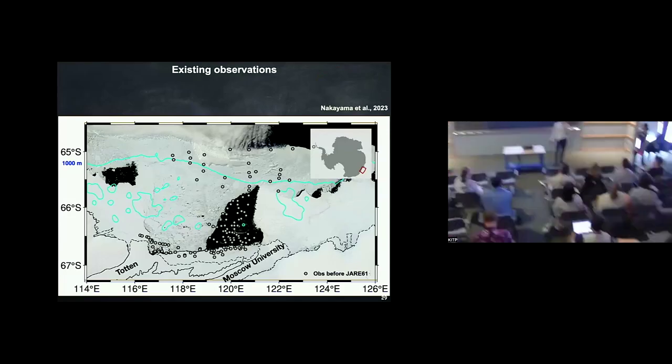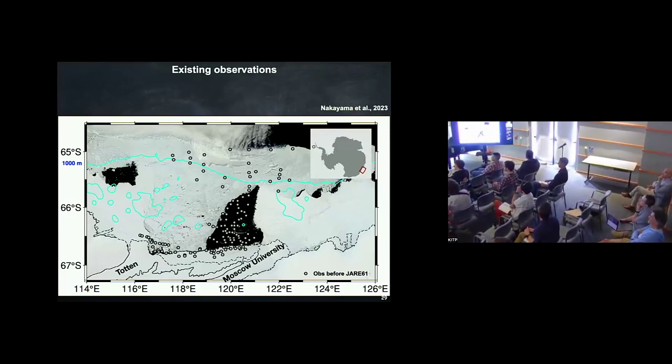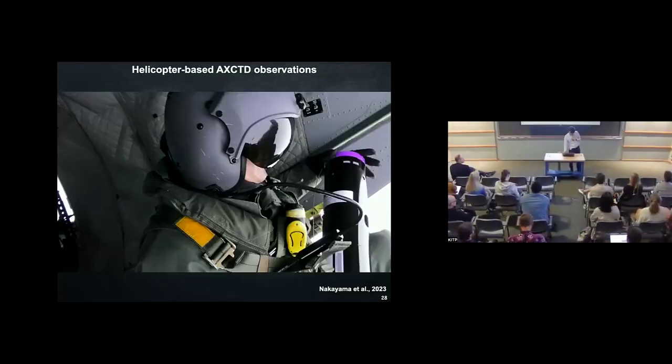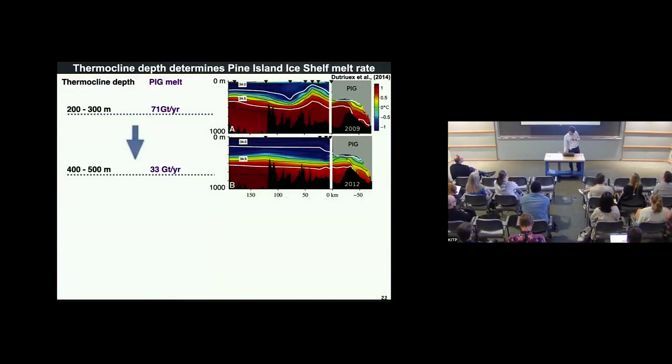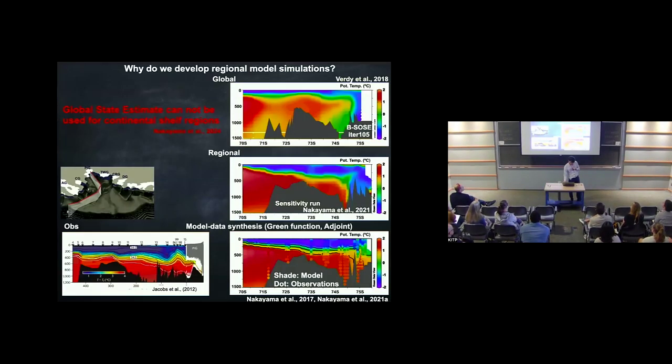Otherwise, I was curious, you had the slide with the global, regional, and regional simulation, including observations, and I was wondering if you could comment on the differences between the regional and the one in which you included the data, and especially when you do optimization, what are the main differences, how you had to adjust the model's parameters or forcing to get to this more realistic picture of this region?